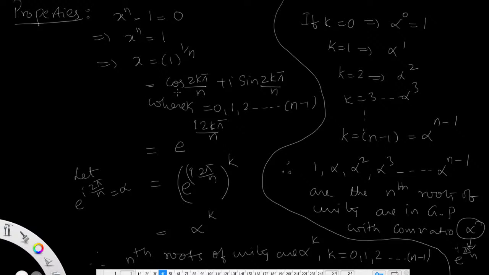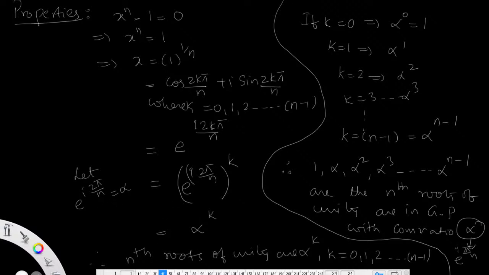equal to 0, whose roots are in the form e to the power of i 2k pi by n, that is, alpha power k. If we substitute k equal to 0, 1, 2, 3 and so on, we get all the root values: 1, alpha, alpha square, alpha cube, up to alpha to the power of n minus 1 are the nth roots of unity, which are in the form of a GP with common ratio alpha, where alpha is e to the power of i 2 pi by n.